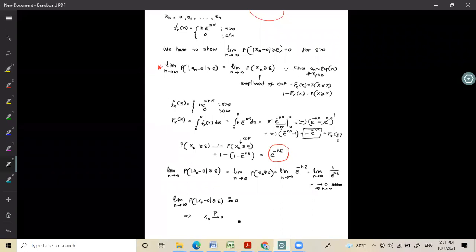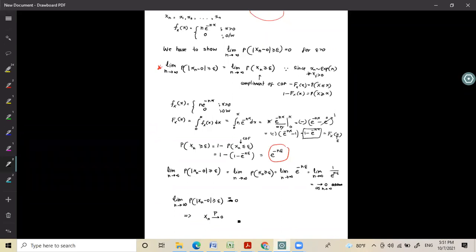So what you have to remember is this red star. This is what you have to show. You have to show that the limit as n goes to infinity of the probability of whatever the quantity is, greater than or equal to epsilon. Then, according to what you see on your right-hand side, you can proceed with the given information.